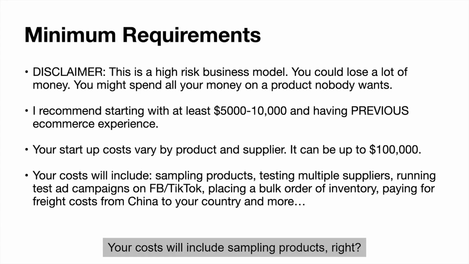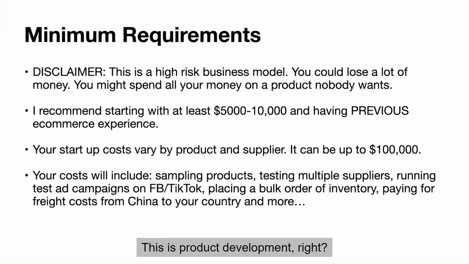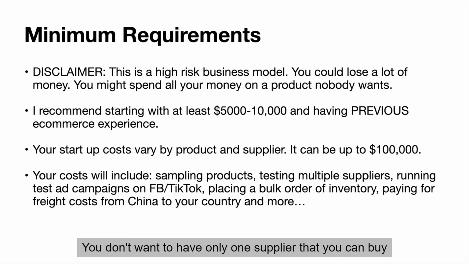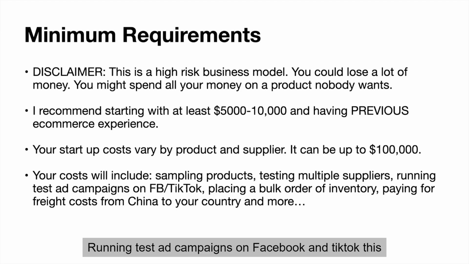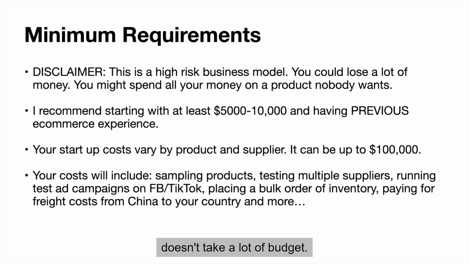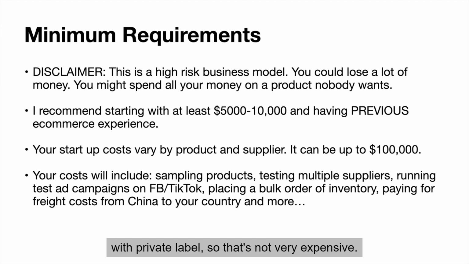Now, your costs will include sampling products, right? You have to sample a product to get the right version done. This is product development, right? So you have to sample your products. You have to test multiple suppliers. You don't want to have only one supplier that you can buy from. You want to negotiate with multiple suppliers to find the best option. In addition, this is the easy part, running test ad campaigns on Facebook and TikTok. This doesn't take a lot of budget. You can spend $300, $500 for every product you test with private label, so that's not very expensive.